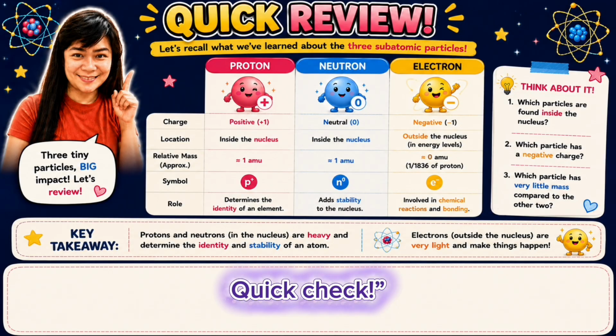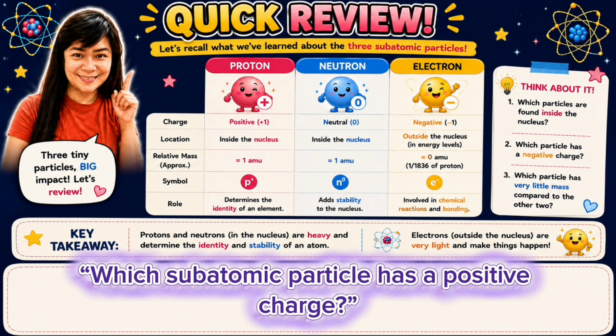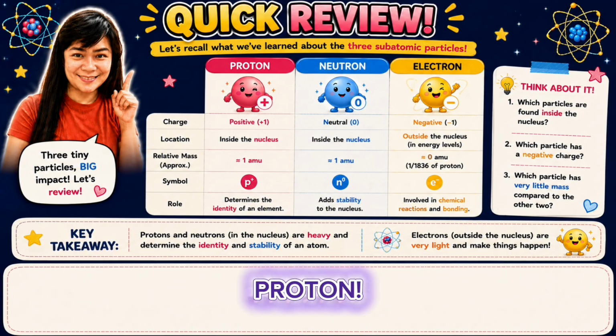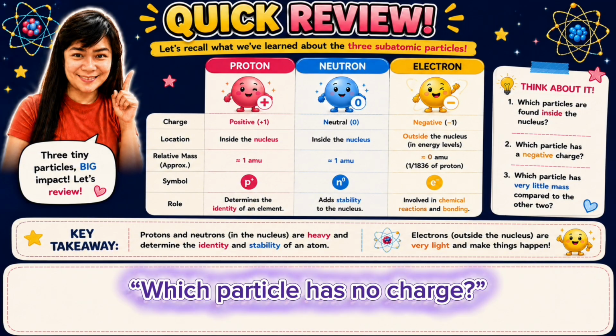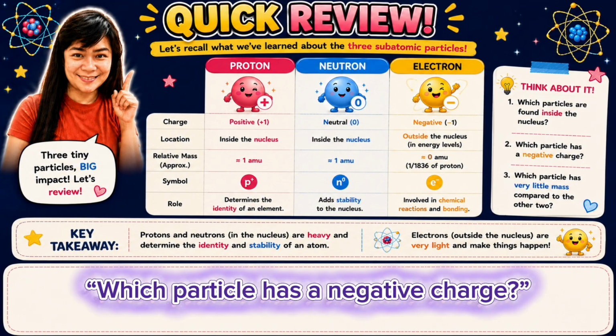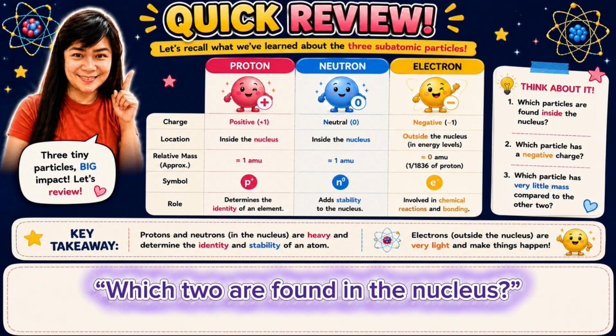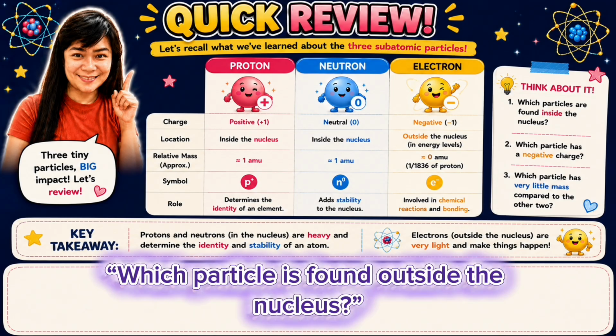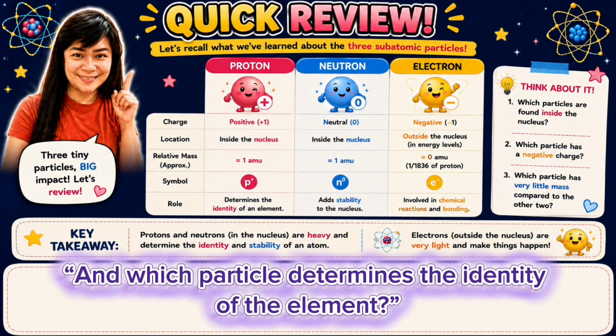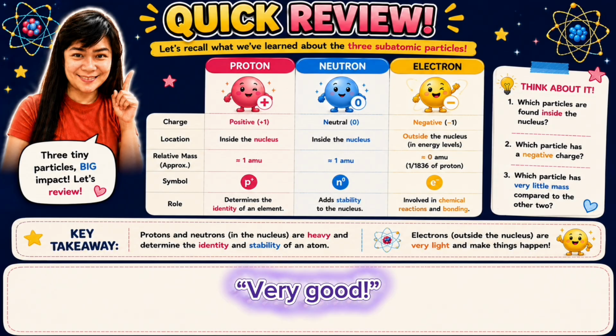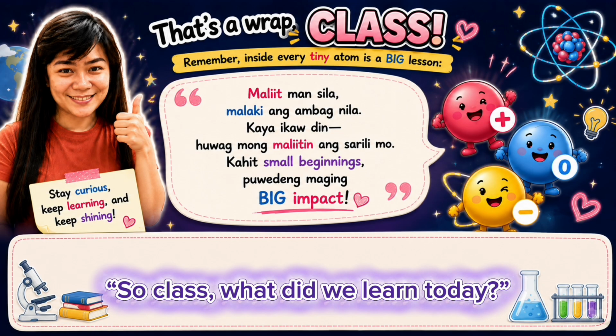Okay, class. Quick check. Which subatomic particle has a positive charge? Proton. Which particle has no charge? Neutron. Which particle has a negative charge? Electron. Which two are found in the nucleus? Proton and neutron. Which particle is found outside the nucleus? Electron. And which particle determines the identity of the element? Proton. Very good. So class, what did we learn today?